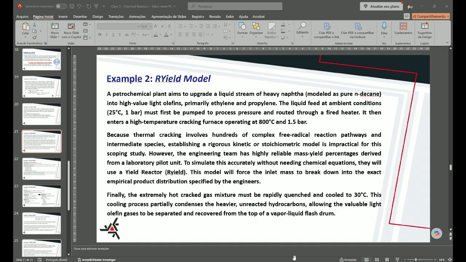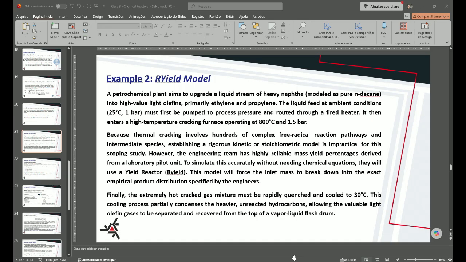The liquid feed at ambient conditions, that means 25 Celsius degrees and 1 bar, must first be pumped to process pressure and routed through a fired heater. It then enters a high temperature cracking furnace operating at 800 Celsius degrees and 1.5 bar. This furnace is going to be our reactor. Because thermal cracking involves hundreds of complex free radical reaction pathways and intermediate species, establishing a rigorous kinetic or stoichiometric model is impractical for this scope of study.